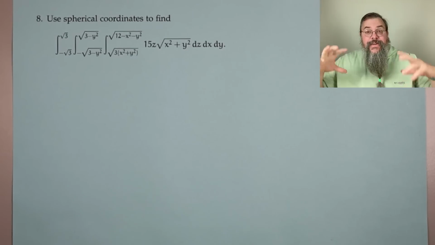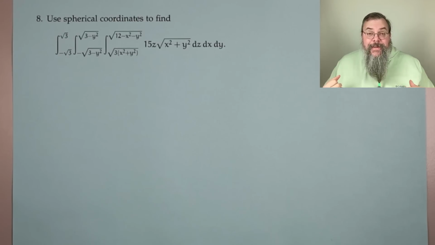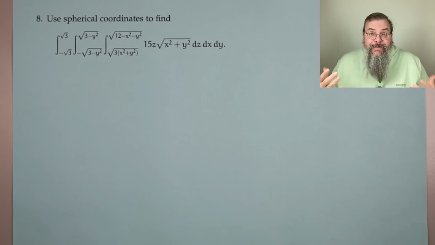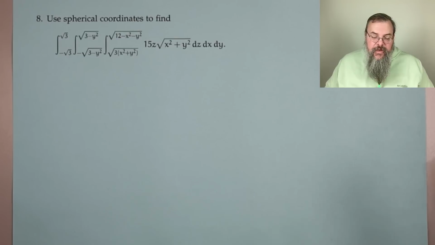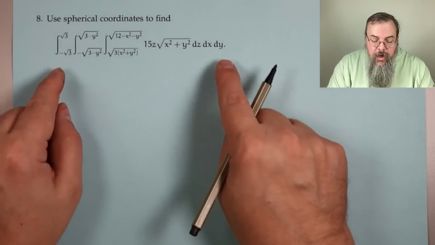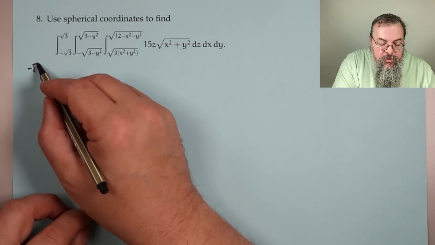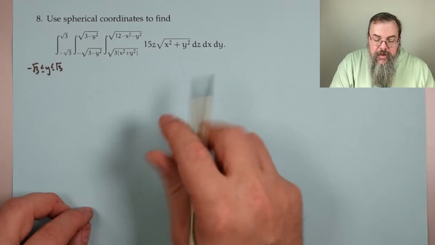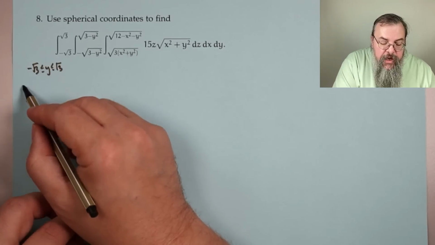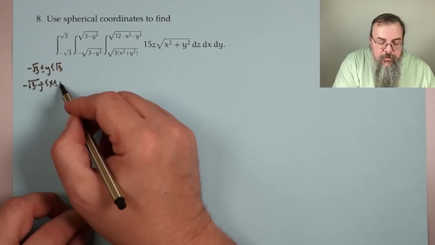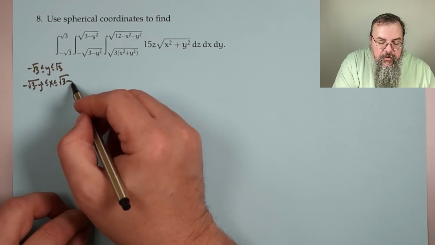All right, well, let's start unwrapping it and see if we can figure some things out. Okay, so we probably first need to figure out what this shape is. And so we'll start by asking, what are our current bounds? So y goes from minus root 3 to plus root 3. And then x goes from minus root 3 minus y squared to positive root 3 minus y squared.